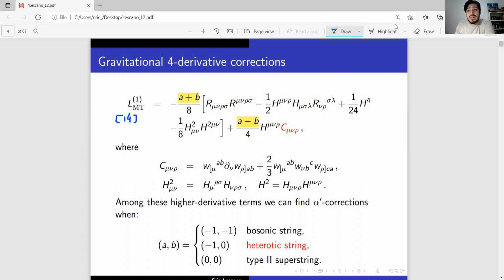Of course, different A's and B's give theories that are not string theories. If A is not equal to -1 and B equal to 0 or -1, we are in a different theory, not in a string theory. We have higher derivative corrections, and those higher derivative corrections are compatible with double field theory, are compatible with T-duality. I will be more clear in some minutes.